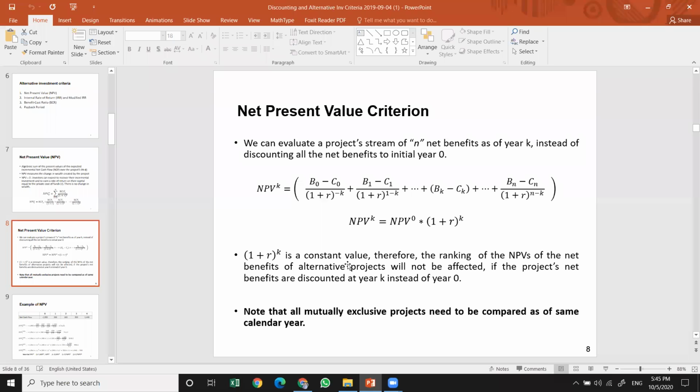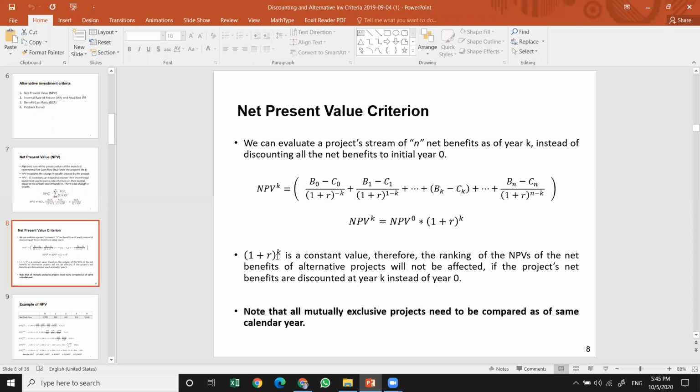So the net present value criterion is that we can evaluate the project's stream of net benefits as of year K, as you can see here, instead of discounting all the benefits to the initial year. So what we do here: benefit of year 0 minus cost of year 0, times (1 plus R) to the power of minus K, then plus benefit of year 1 minus cost of year 1, times (1 plus R) to the power of 1 minus K, and so on. So (1 plus R) to the power K is a constant value.